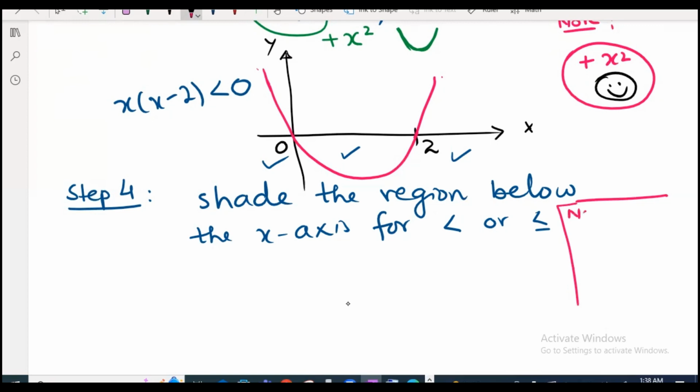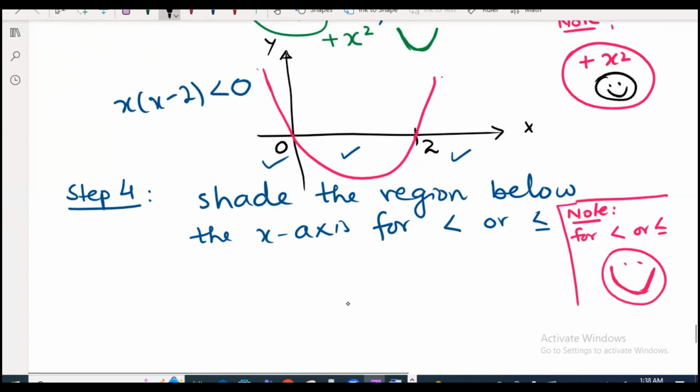So write down the note. For less than or less than equals to, and if this type of parabola will be drawn, I have to face parabola, so this region will be shaded for less than or less than equal to sign. So this region will be shaded.